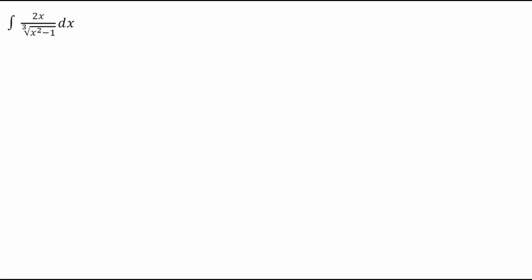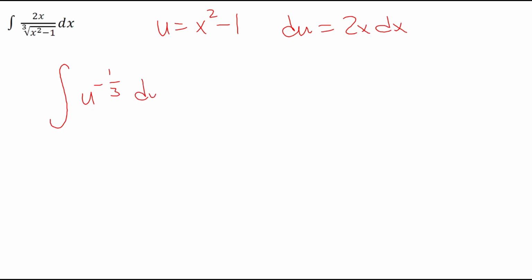All right, for our next one here, we're just going to do the same thing. Again, we're going to substitute out that x squared minus 1 that's inside the cube root in the denominator, but this time it becomes du is 2x dx, which is perfect because we've already got 2x dx in that integral. So we'll just have an integral of, well, the cube root of u in the denominator is u to the negative 1/3, and then we have du.